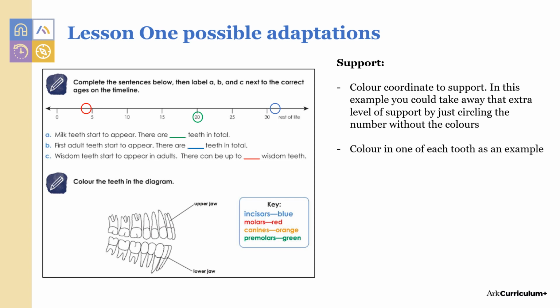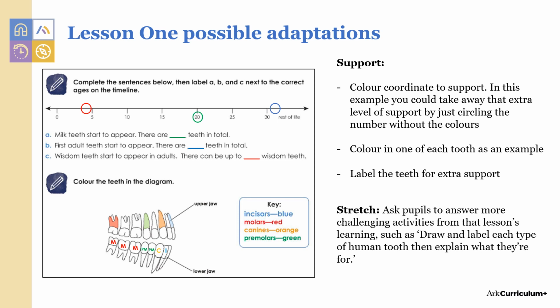For the diagram, you could colour in a tooth as an example, and this could be done for all 4 types or just one as a model. And then for extra support, you could label the teeth either in black or go one step further and match the colours to the key, as you can see here. Stretch pupils by asking them to complete a more challenging question, such as draw and label each type of human tooth, then explain what they're for.